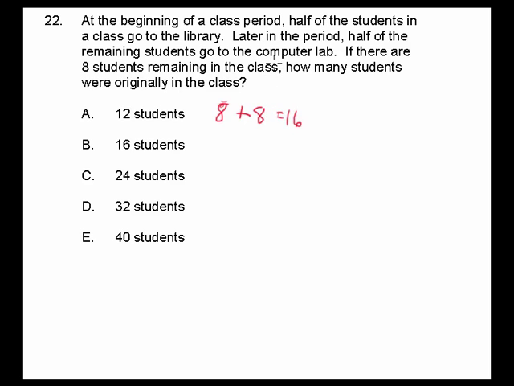Now, of those 16, that represents half of the class, and half of that class went to the library earlier. So we have 16 plus 16, and that gives us 32. There must have been 32 students in the class.